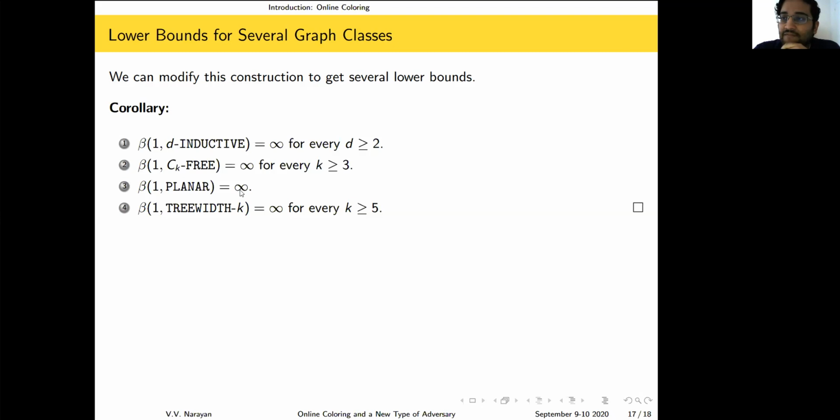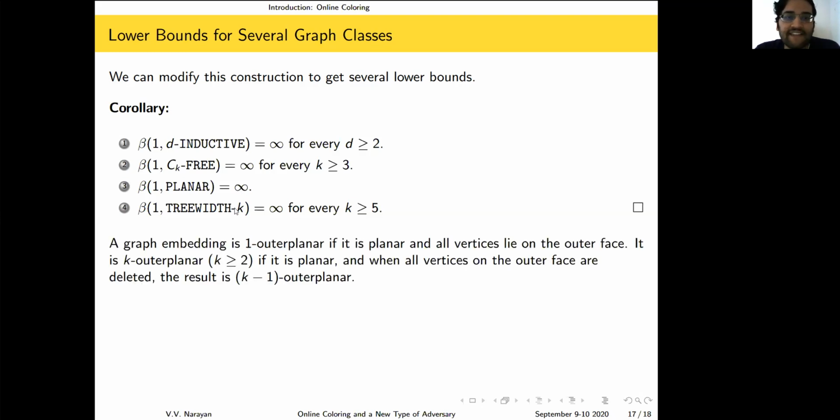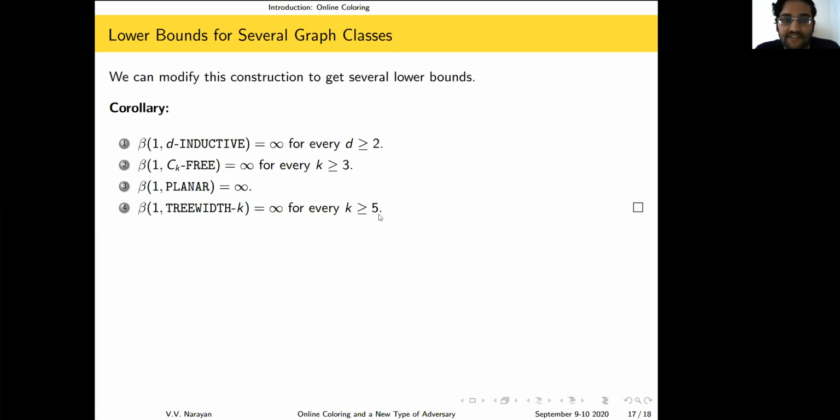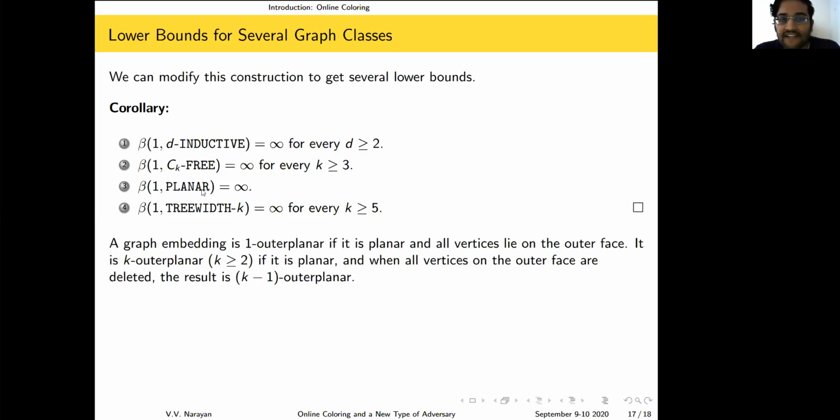Beta_1 planar is infinity. This takes a lot more work to show, so we're going to skip the details. Beta_1 treewidth k is also infinity for every k at least 5. This is really interesting because it comes directly from planarity and an interesting application of another result.